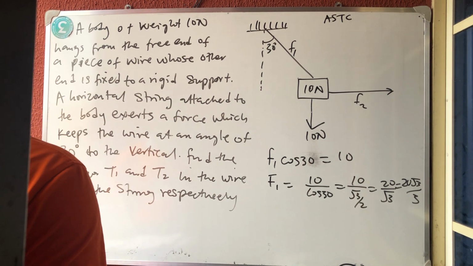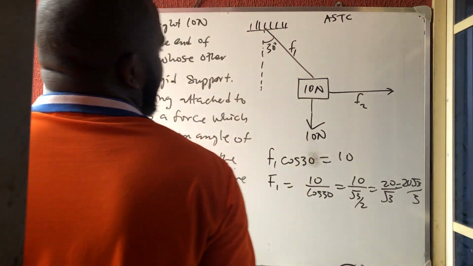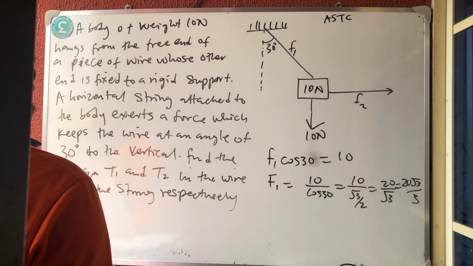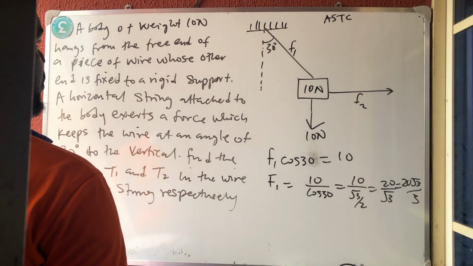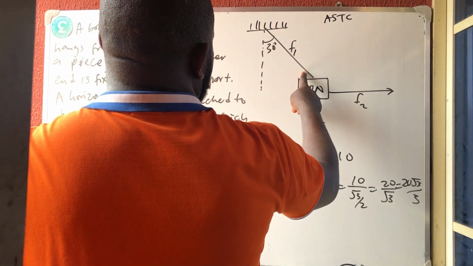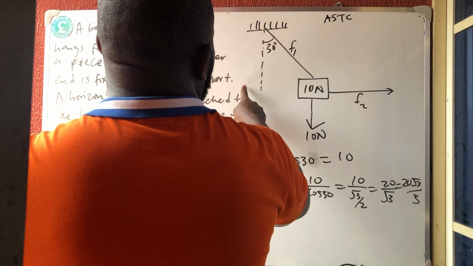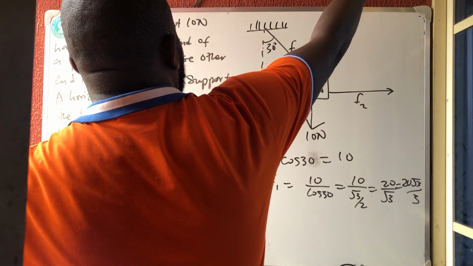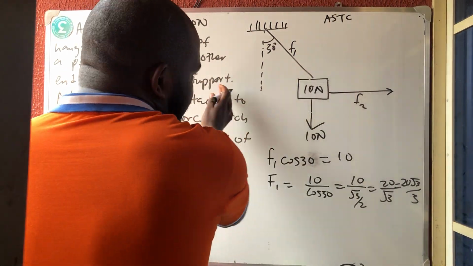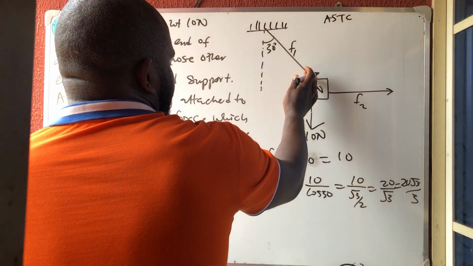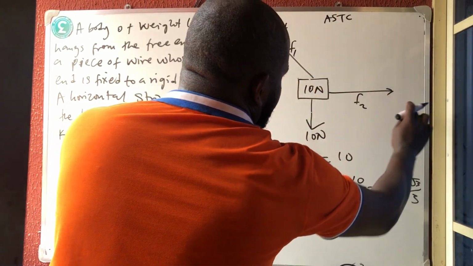The next thing we are going to do is we need to get F2. Getting F2 means we are going to resolve this. This is horizontally, and resolving it vertically is taking it up like this, away. Resolving horizontally is like this, vertically is like this, so that it will now be straight like this one.